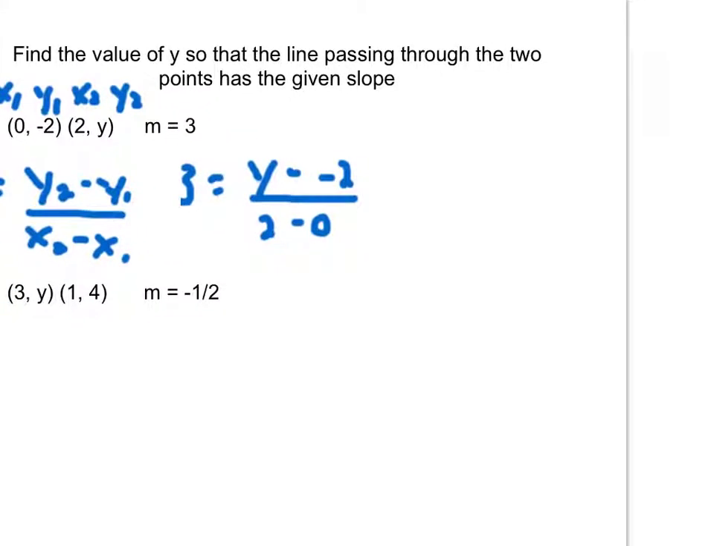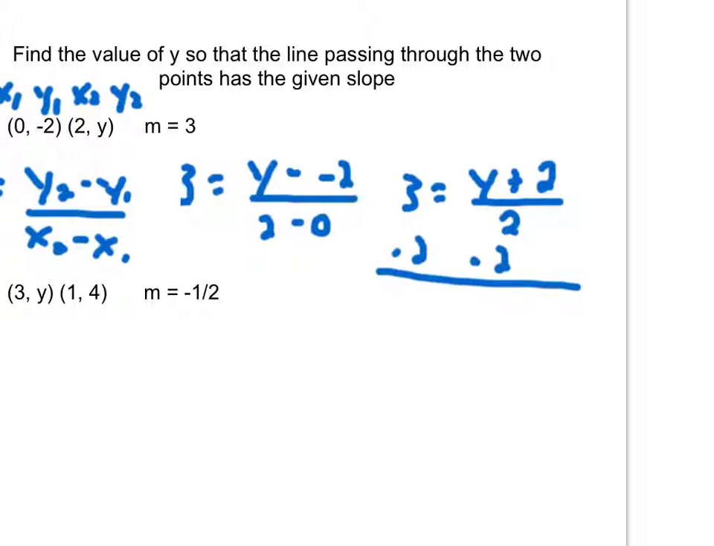Okay, now we'll adjust this a little bit. We'll change our subtraction to addition on the top, so I get 3 equals y plus, the opposite of negative 2 is positive 2. And on bottom 2 minus 0, well, that's just 2. Now I need to solve this equation for my y. So the very first thing I have to do is get rid of this bottom. Okay, so I'm going to multiply both sides by 2. Because again, multiplying by 2 will get rid of the dividing by 2.